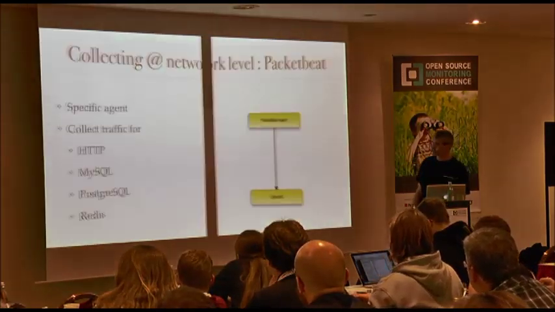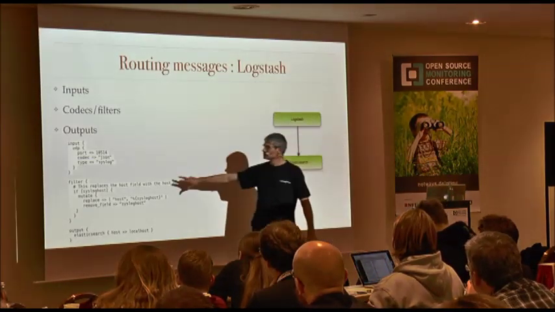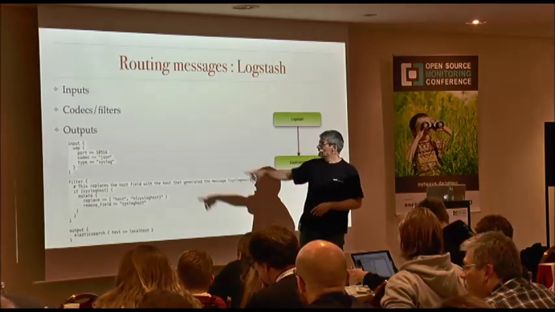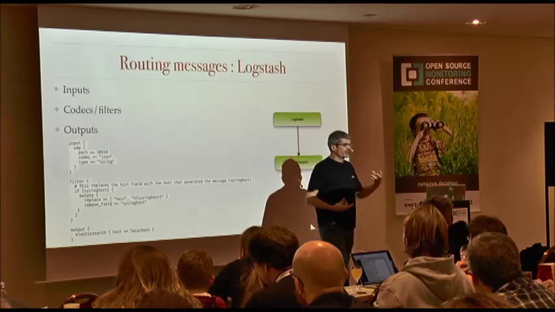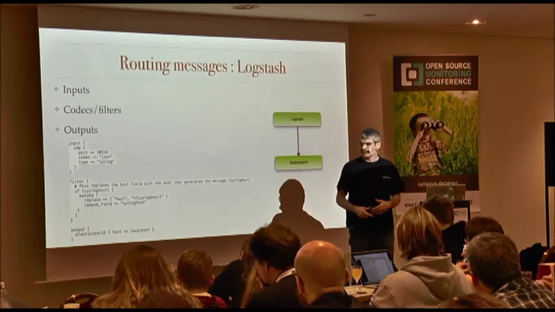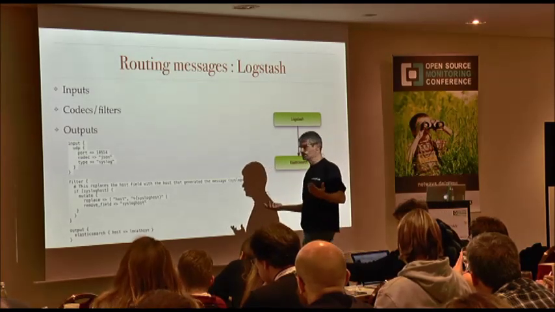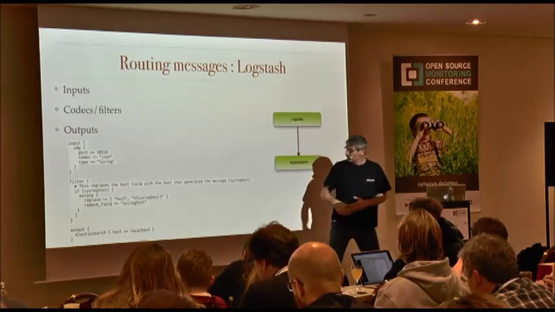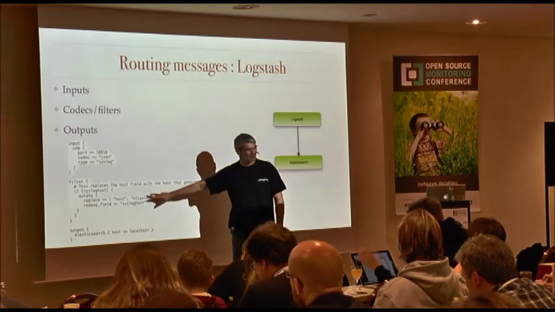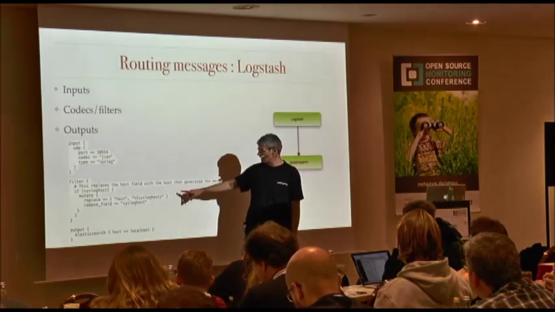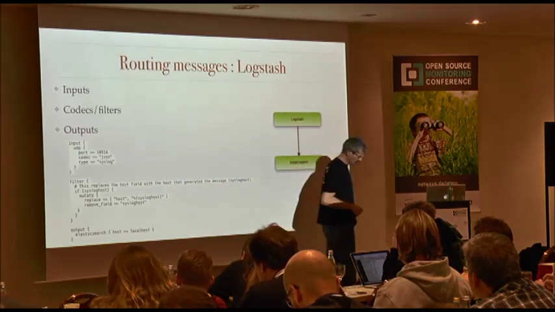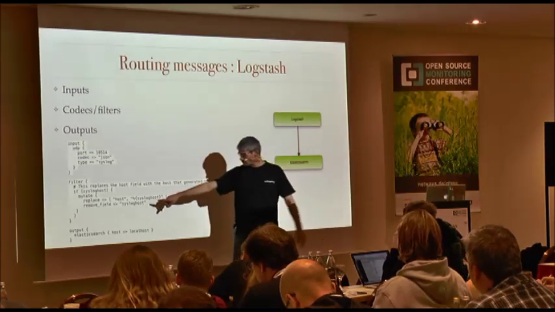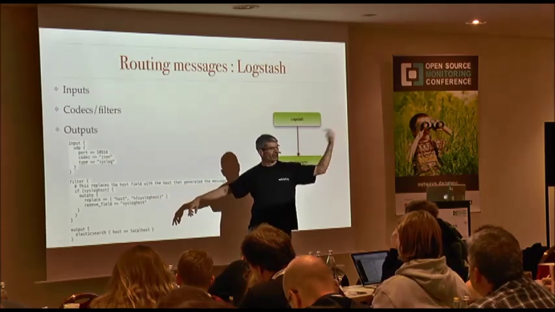So on Logstash, three blocks: an input on any port you want. The codec is a JSON decoder because I send JSON messages, and it's type of syslog. This is the filter part, really a small filter just replacing some stuff. And I'm also removing a field from the incoming message.